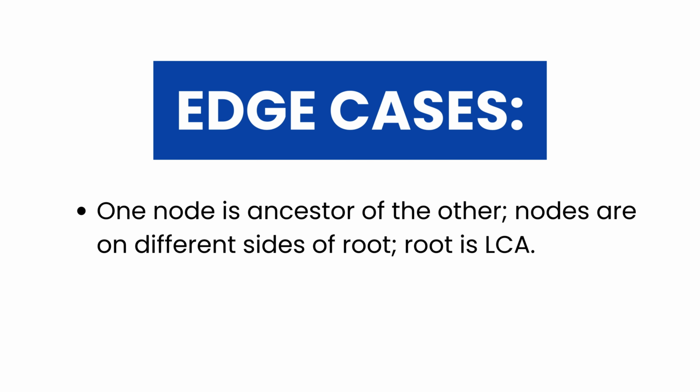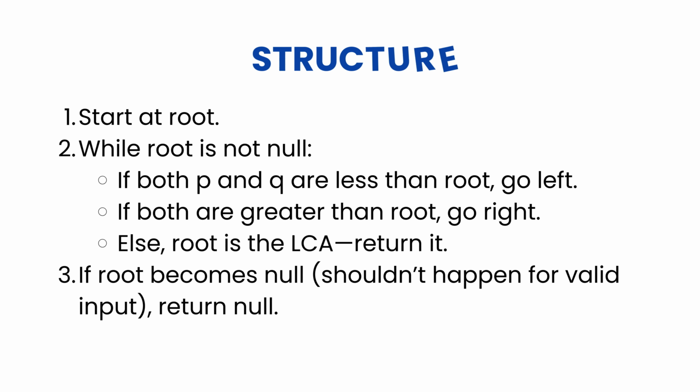Edge cases. One node is an ancestor of the other. Nodes are on different sides of root. Root is the LCA. Here is the structure. Start at root. While root is not null, if both P and Q are less than root, go left. If both are greater than root, go right. Else, root is the LCA, return it. If root becomes null, which shouldn't happen for valid input, return null.